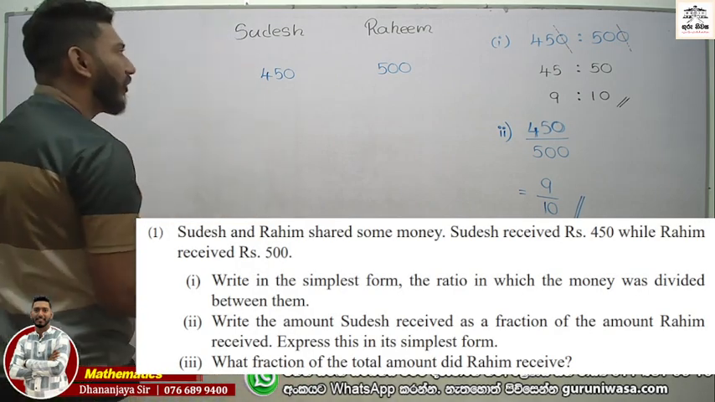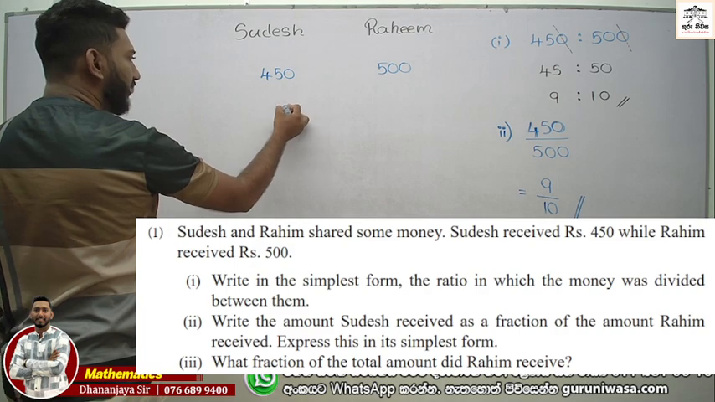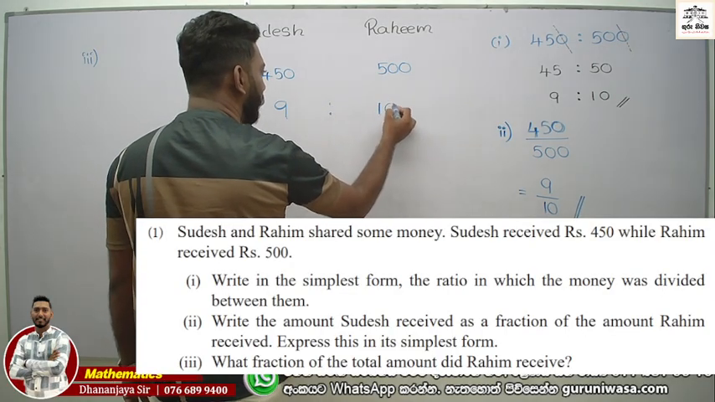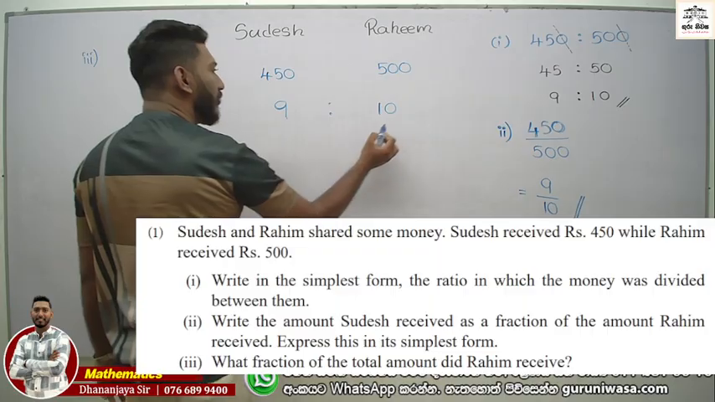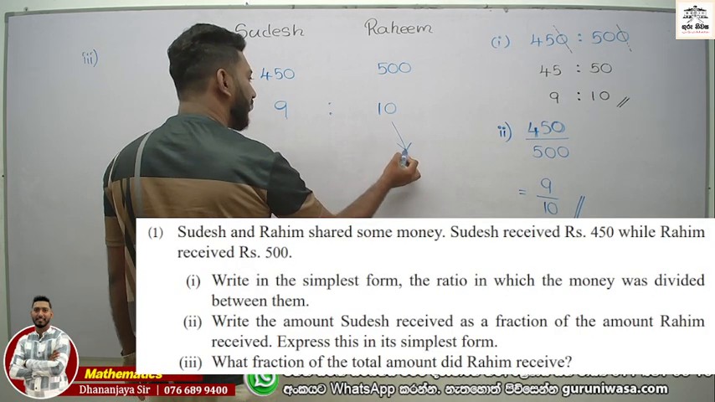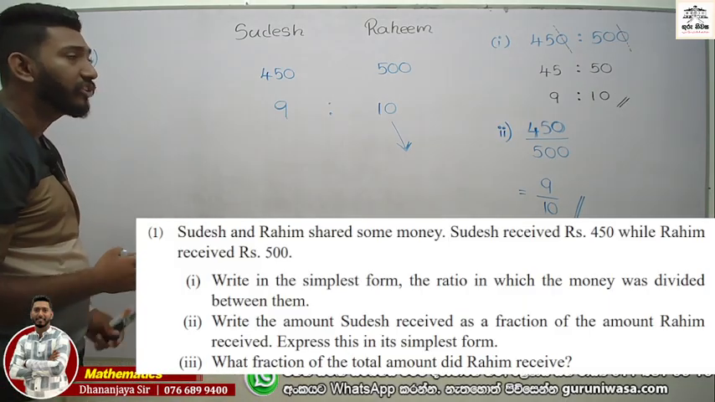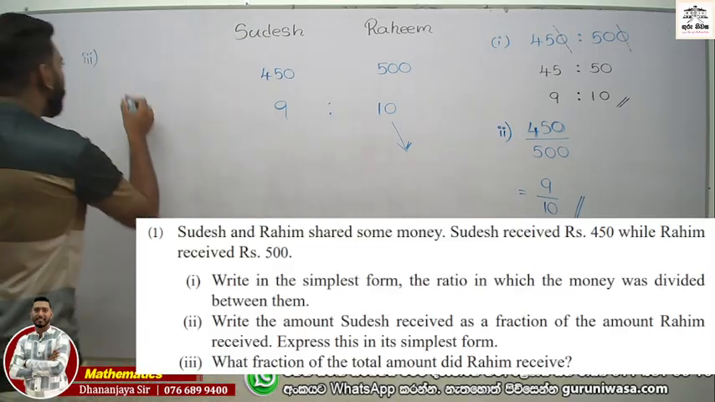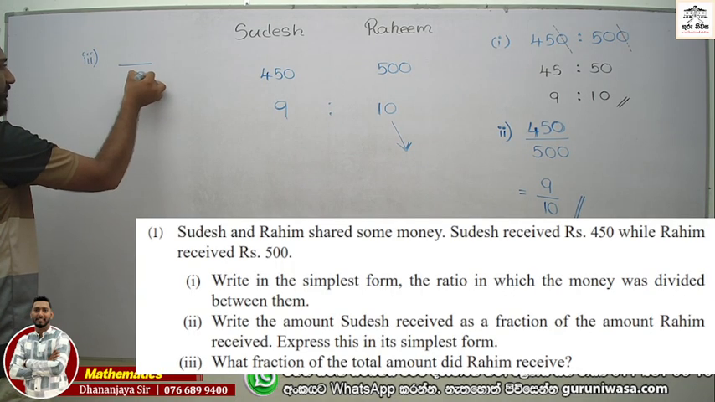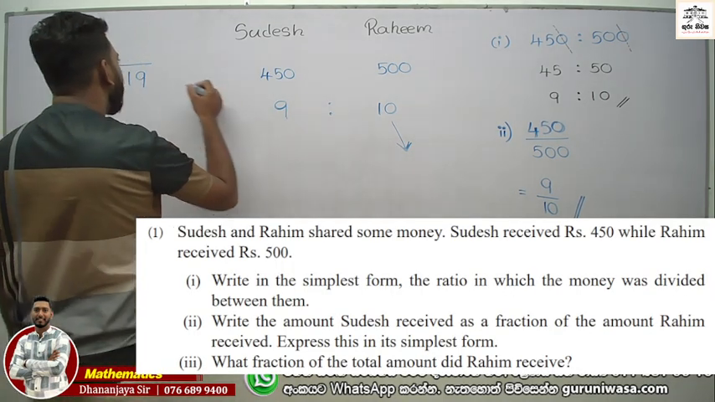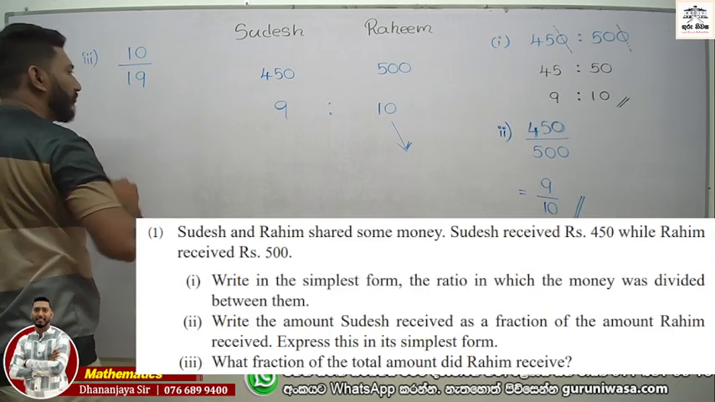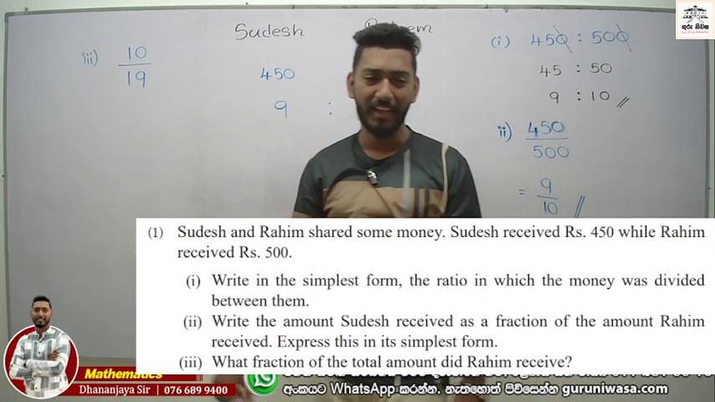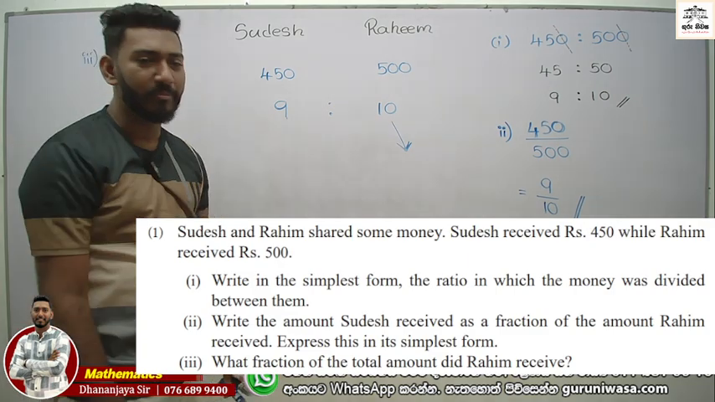Right? Therefore, you know that this one you can simplify as 9, and this one you can write as 10, and you know the simplified answer. Now tell me, what is the fraction relevant to Rahim? And 9 and 10 total is 19. Now Rahim received 10 out of 19. Now understood? Yes, and we did it. Right, okay. Now write this one as example number 1.